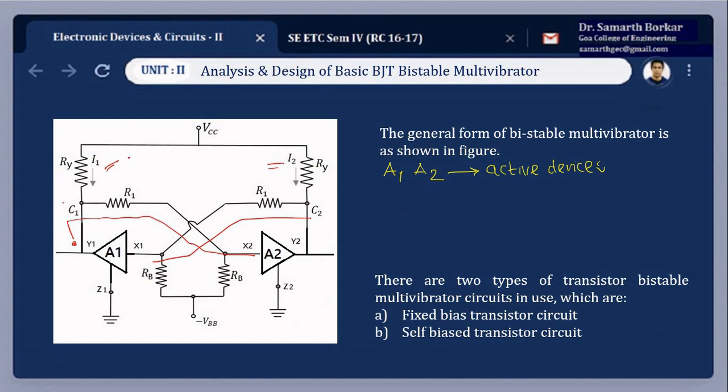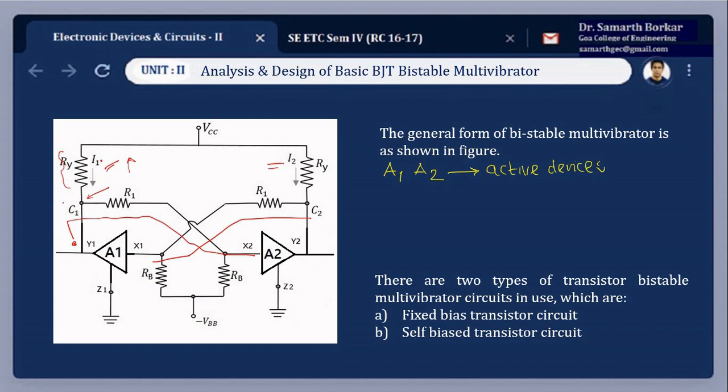So current I1 increases. Due to this, the voltage at Y1 will decrease. So the voltage at this point is going to be less. Why? The moment the current passes through this resistor, there will be a voltage drop across this resistor, and the total voltage at this particular point will be VCC minus I1 into Ry.